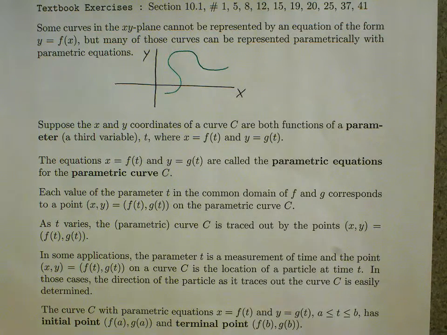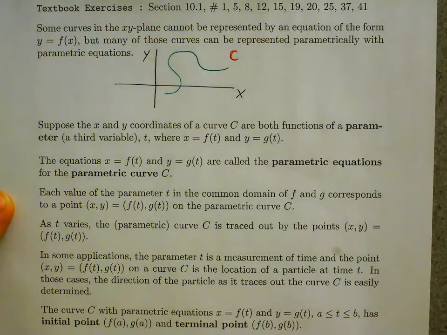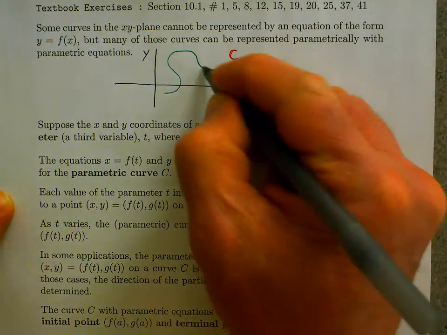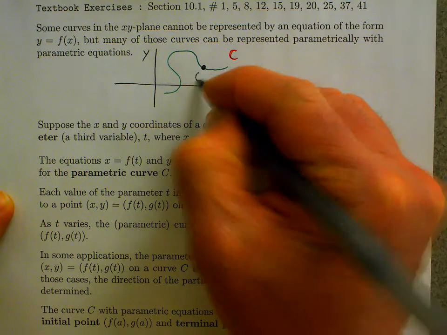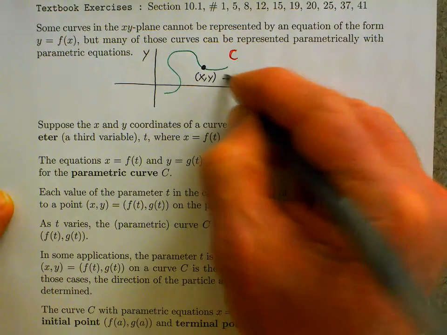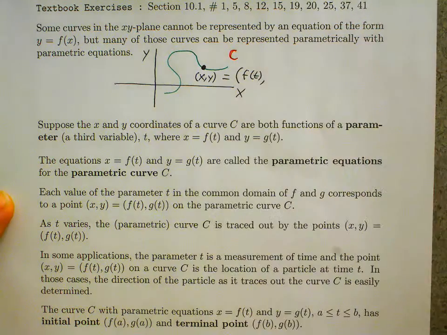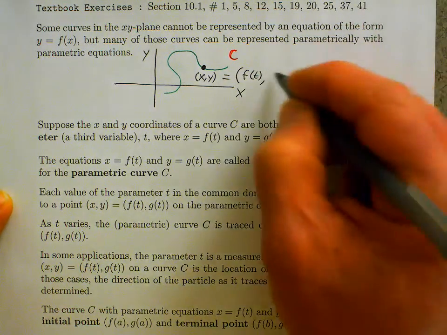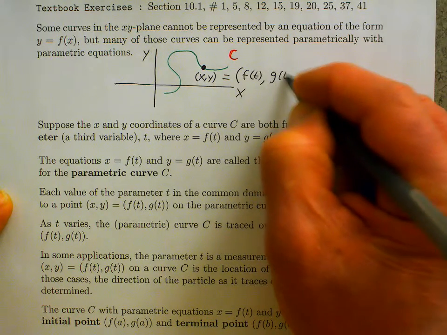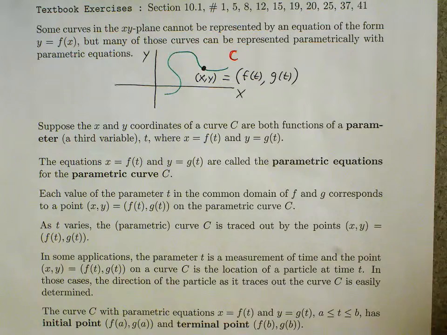So in this picture, we have a curve C, and we're supposing that each point on that curve with coordinates x, y are determined by parametric equations f of t and g of t for t in some interval.